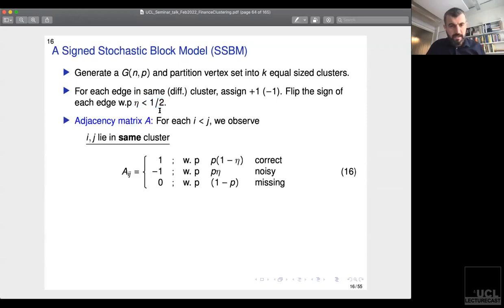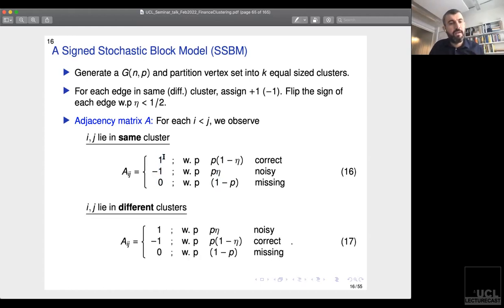You can write a probabilistic mixture model for this setting that looks something like this. If two nodes lie in the same cluster, then with probability 1 minus p, the edge is missing. With probability p it is present, and with probability eta, it's a noisy edge, a -1. With probability 1 minus eta, it's a correct edge. And you can do something similar when i and j lie in different clusters.